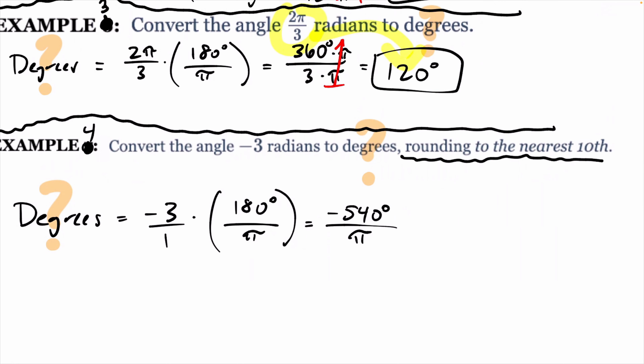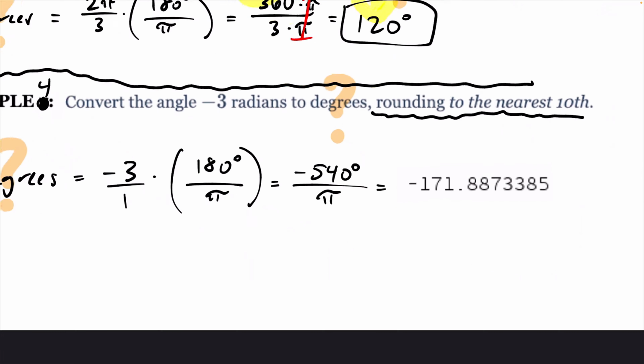So go to your calculator. Look for the pi button. It's right by the 9, right above the 9. And it's right by the tangent button. It's kind of above the 9. Okay? So what do you get when you go -540 divided by pi? There you go, -171 and change. This number right here. Round to the nearest tenth.